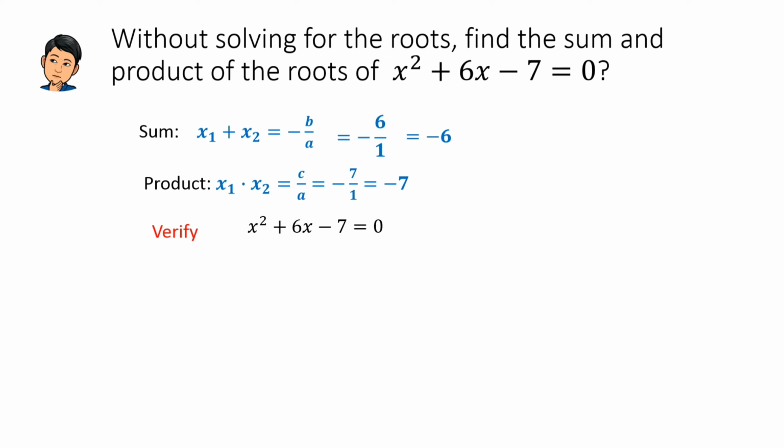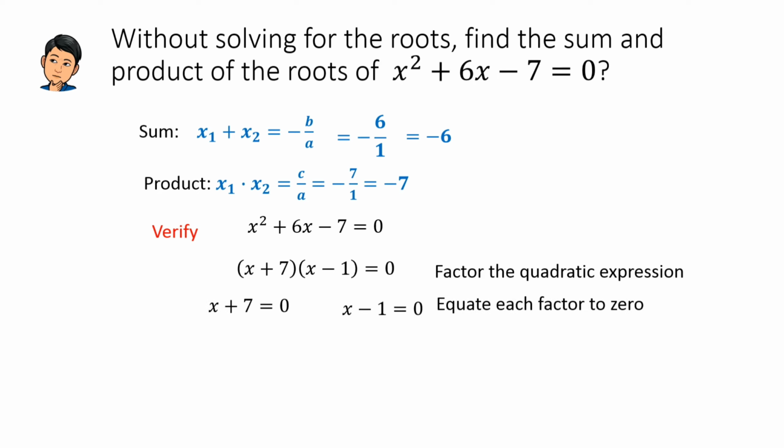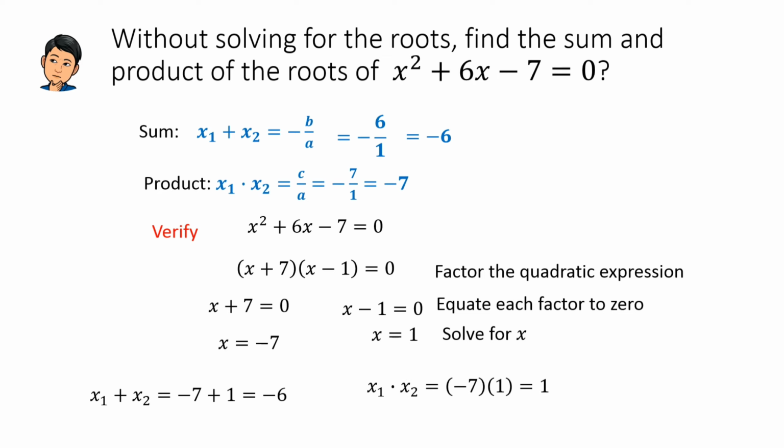Okay? So we are going to factor x squared plus 6x minus 7 equals 0, so we can find the value of x. The factors of this expression are x plus 7 times x minus 1. Then equate each factor to 0, then we solve for x. If we add negative 7 plus 1, it is negative 6. So that's correct, negative 6. Then if we multiply negative 7 times 1, it is equal to negative 7. Okay, so it's correct.